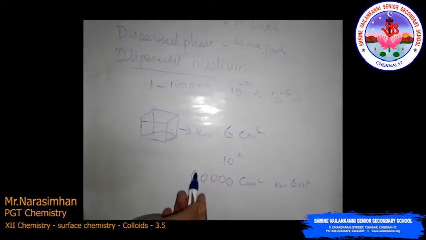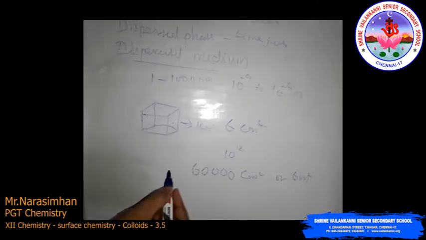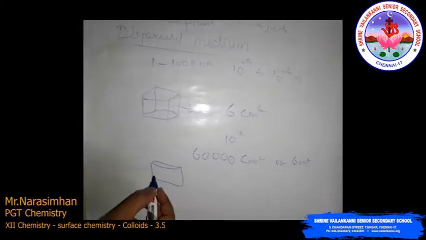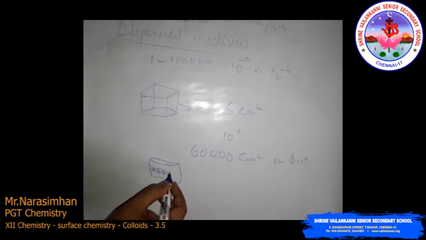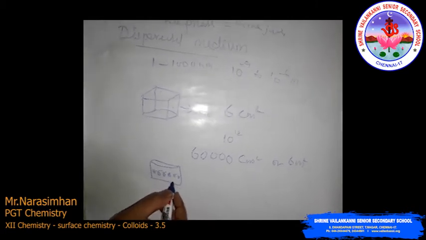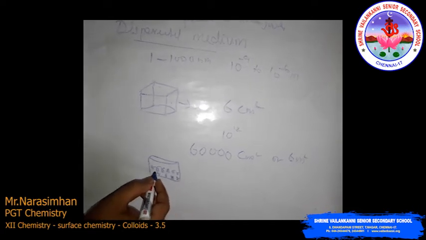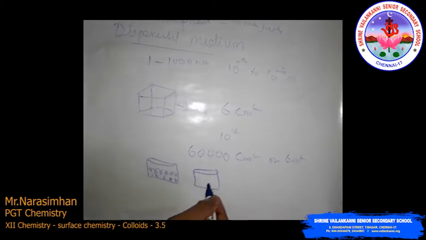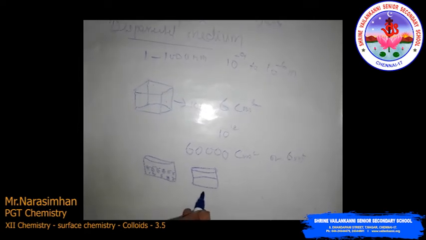Okay, so the particle size in colloids is like this. You can see it with your naked eye. But in a solution, you cannot see it, because it is completely miscible. The particle size is bigger in colloids.